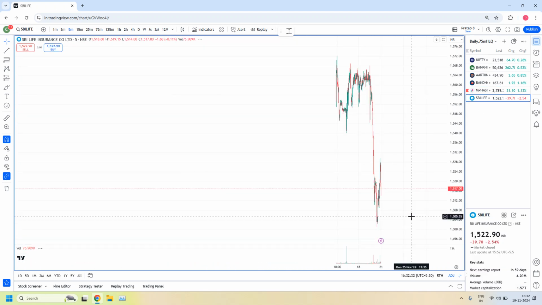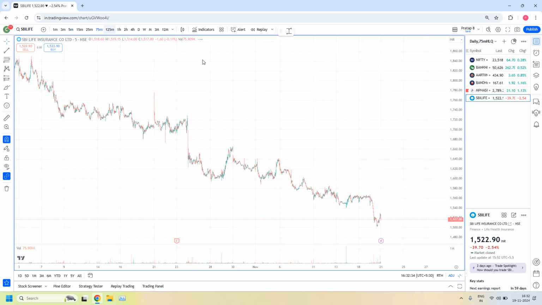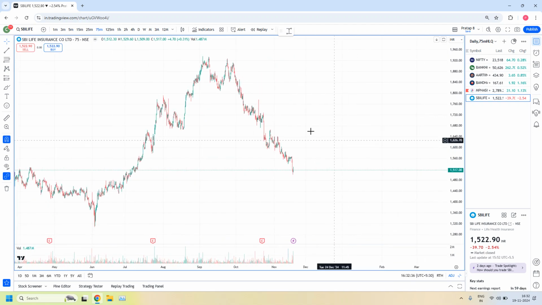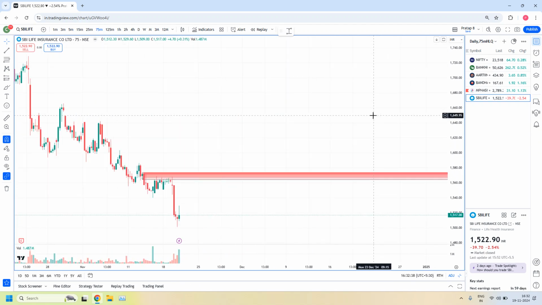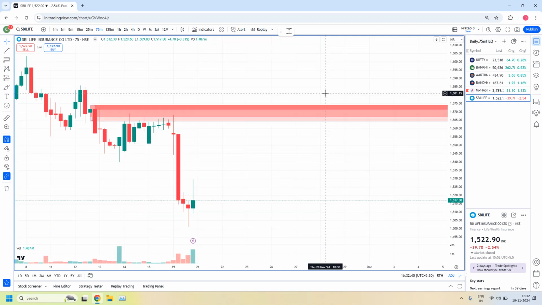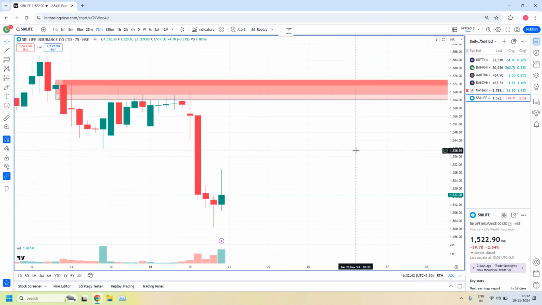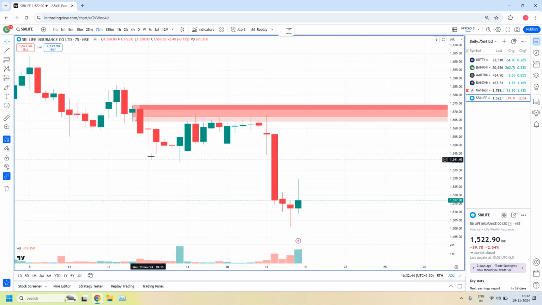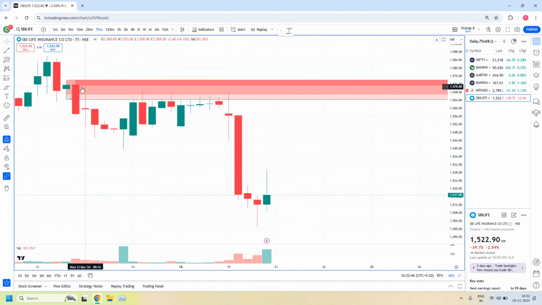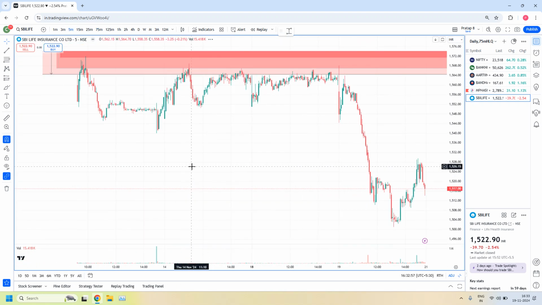Next one is SBI Life. SBI Life we already discussed. This is a 75-minute zone. Already yesterday also we discussed this. Previously also we discussed. This drop base drop, fine-tuned 5 minutes area is the tested zone. Let me go to the fine-tuned 5 minute zone.